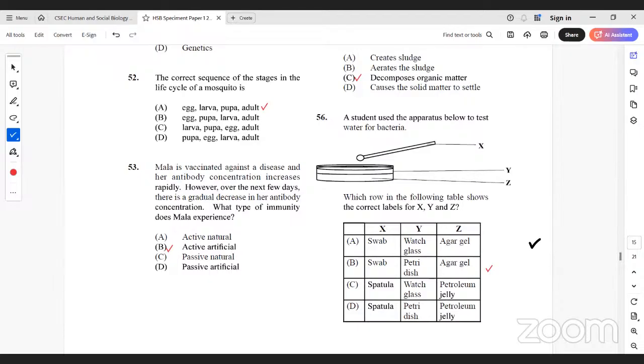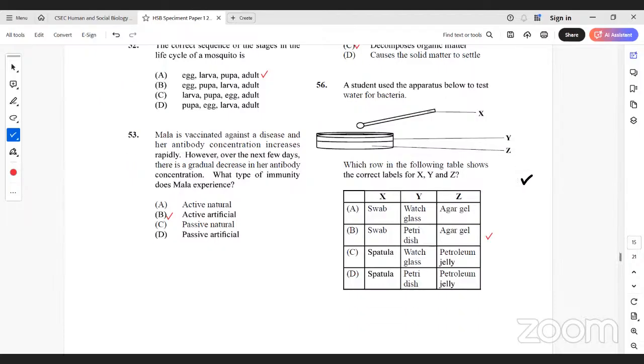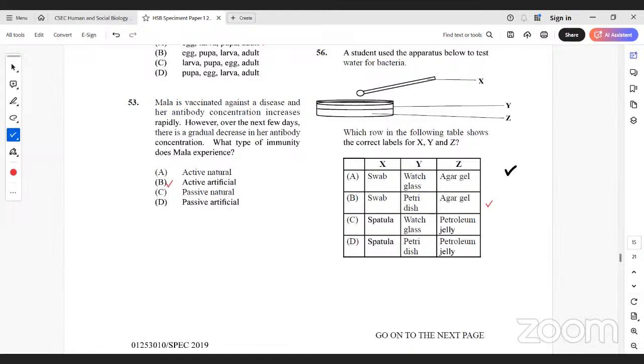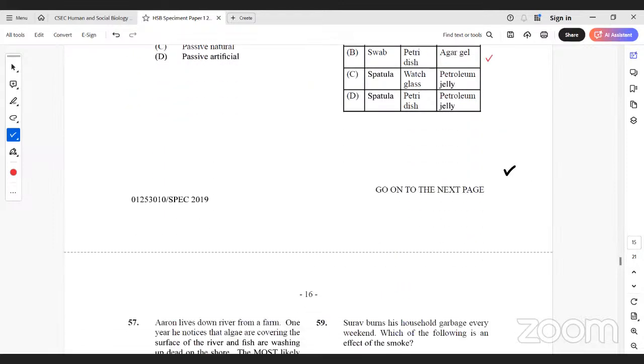All right. I hope everyone is seeing that Y is the Petri dish, they're pointing right to the corner of the thing, and then Z is the agar that would be inside the Petri dish, right? The agar pours out as a liquid and then it kind of solidifies into a gel.